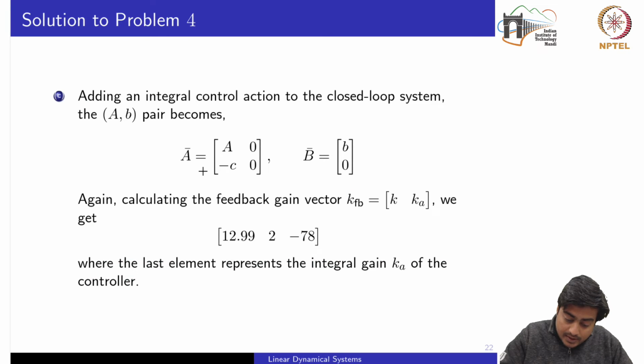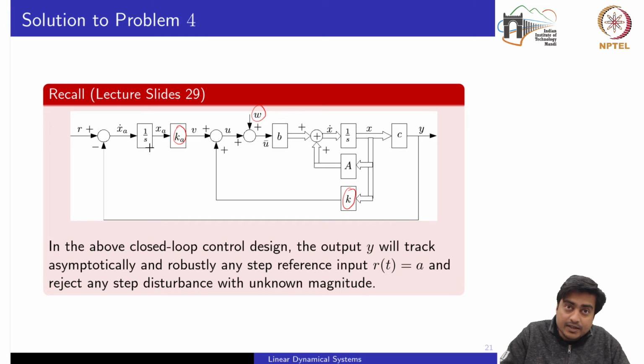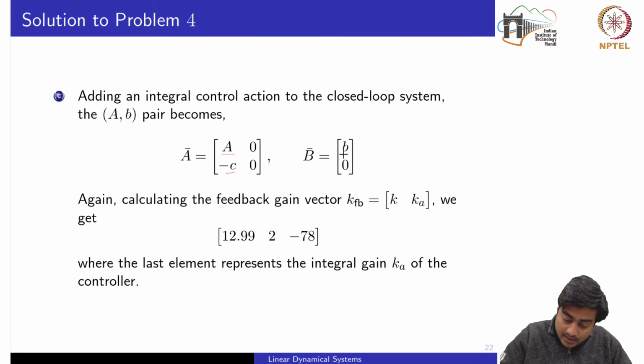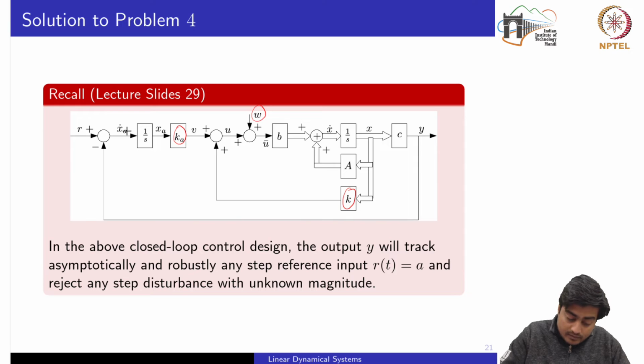we compute another pair, which is nothing but the augmented pair with the original system, because this integrator would now become a part of the plant. So here we computed two different matrices, A bar and B bar, and now we can calculate the feedback gain vector for this new pair A bar, B bar, and we can partition it as k and ka, where k is the feedback part, and ka acts on the forward path from the reference signal.